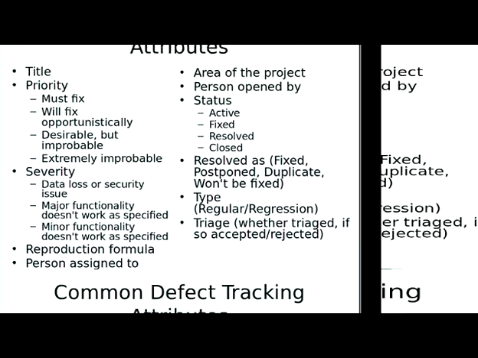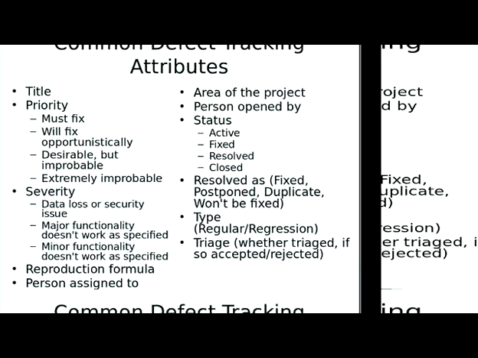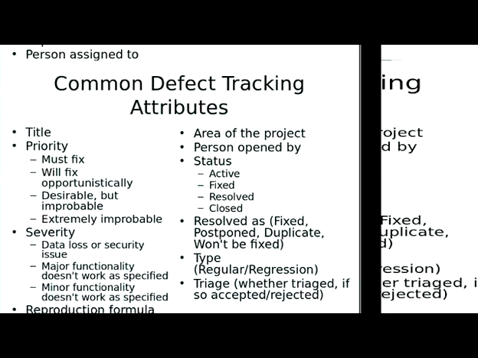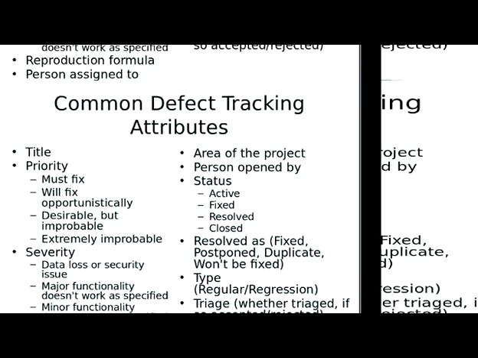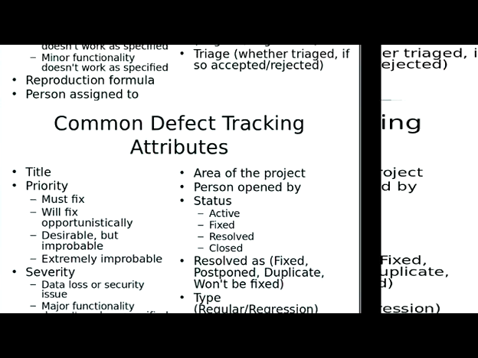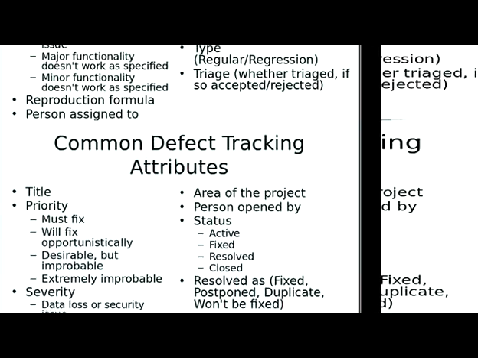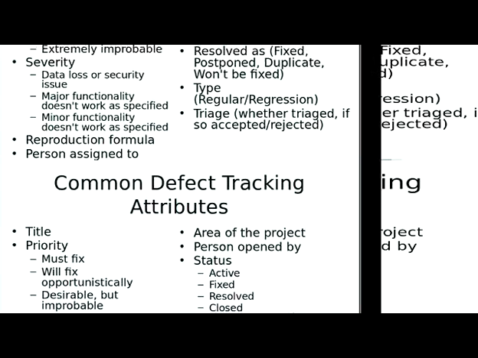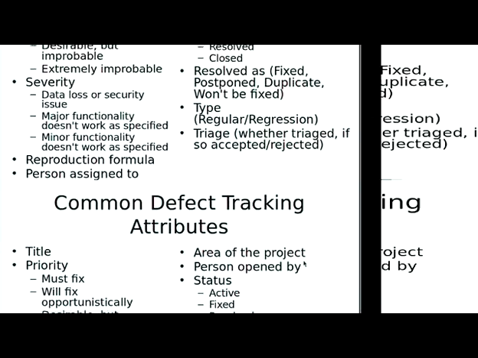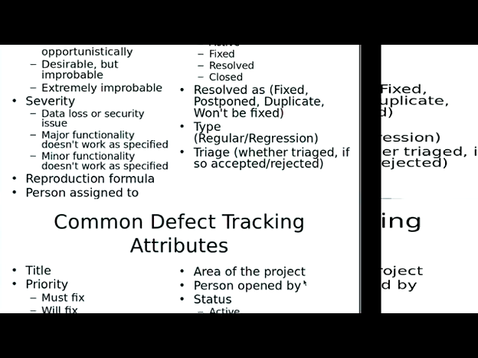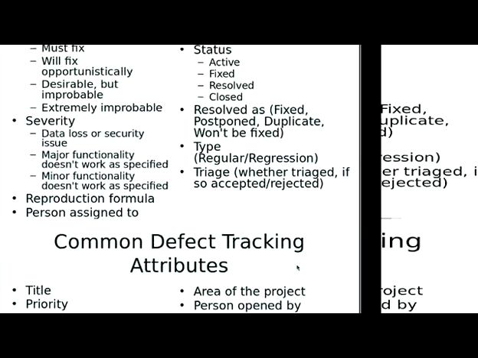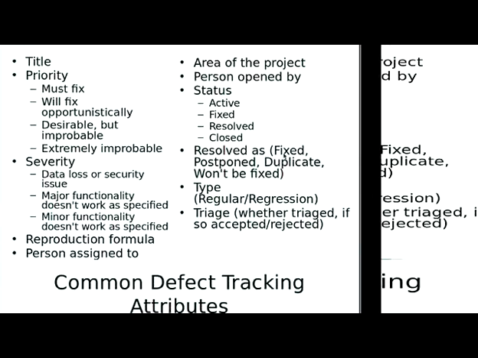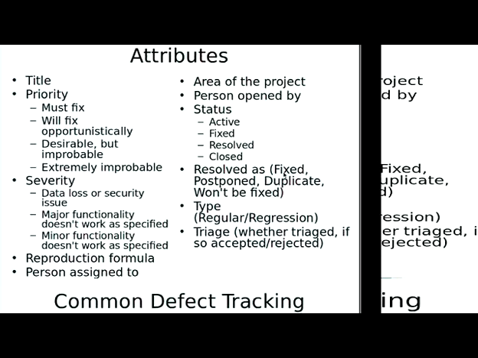What's the status of the bug? Is it active? Is it fixed? Is it resolved or closed? Again, resolved is kind of an intermediate state. Fixed is the developer says it's fixed. Resolved, the reporter agrees it seems to be resolved. Closed, the test team says this is done. This is history now, and we'll view it as a closed defect. Maybe it also means that it's incorporated in the regression test suite.